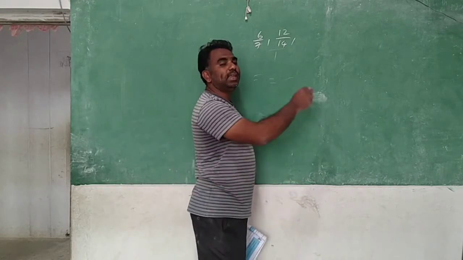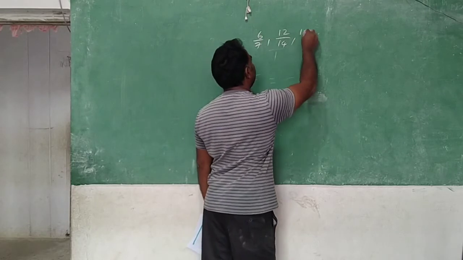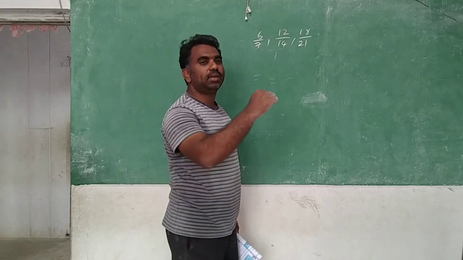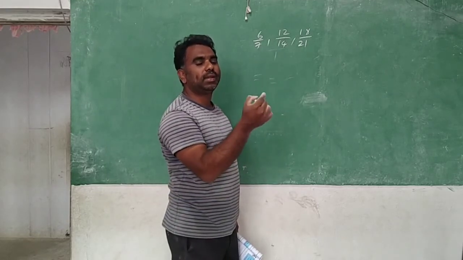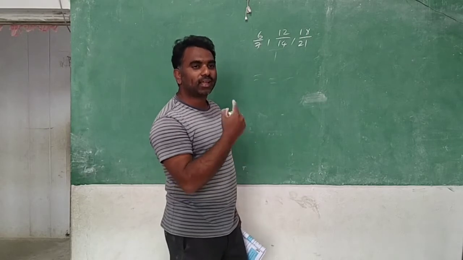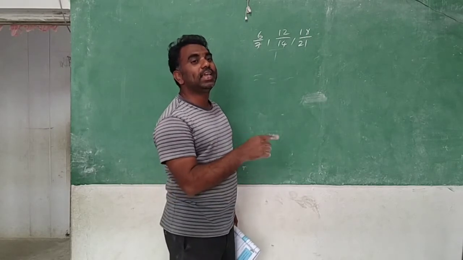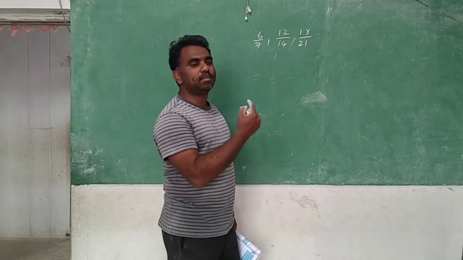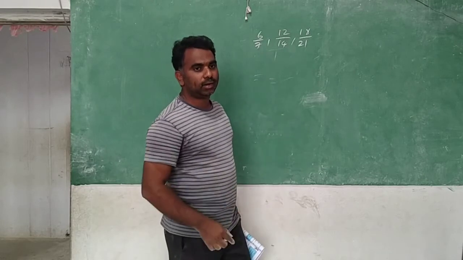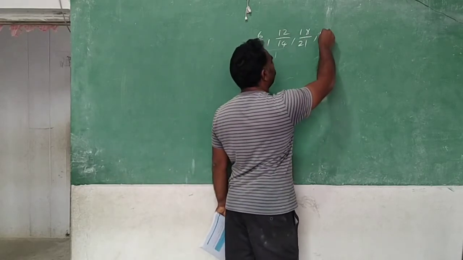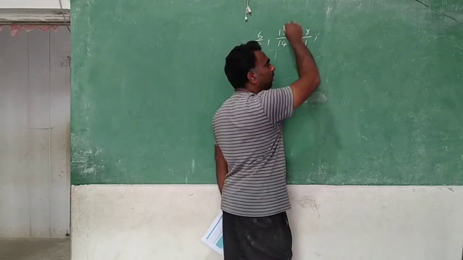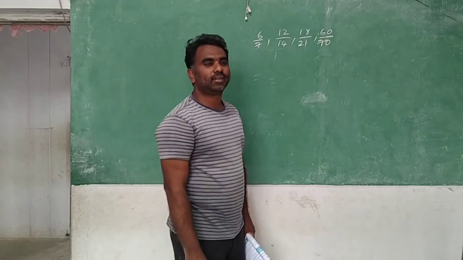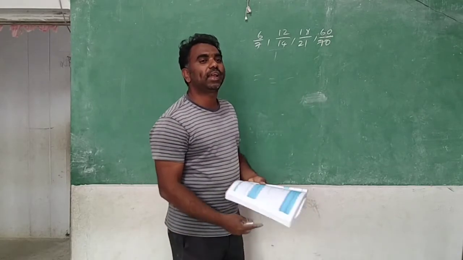And if you multiply with 3, 3 6s are 18, 3 7s are 21. If you multiply the same number with numerator and denominator, automatically what will you get? We will get the equivalent fractions. Like this, suppose with 4, with 10, any number you wish. With 10, if you multiply, 6 10s are 60, 7 10s are 70. So this is called equivalent fractions.